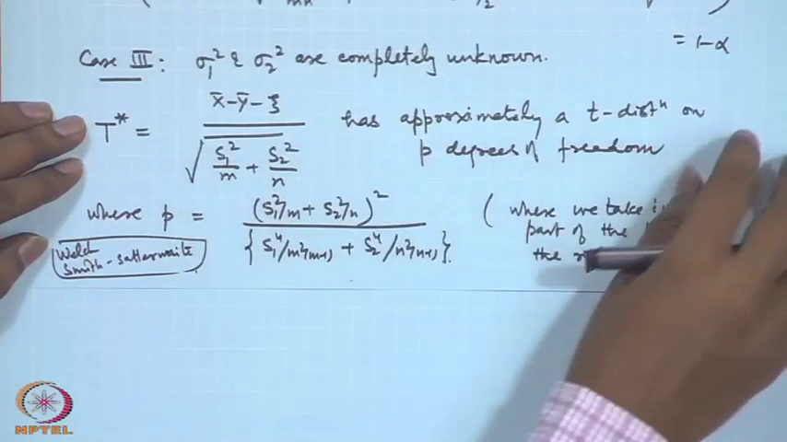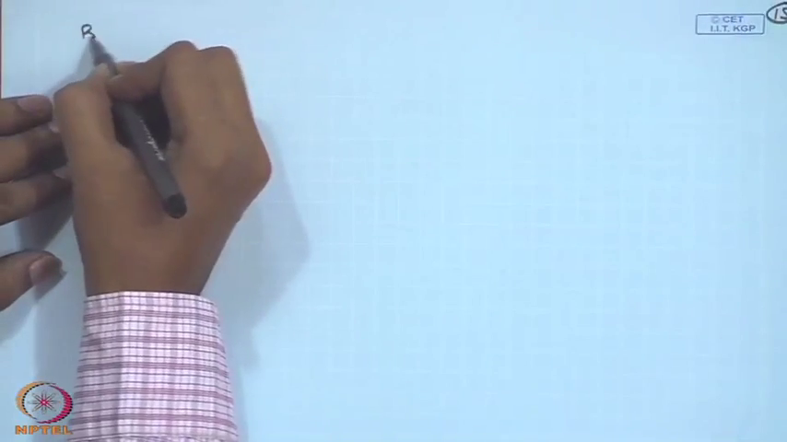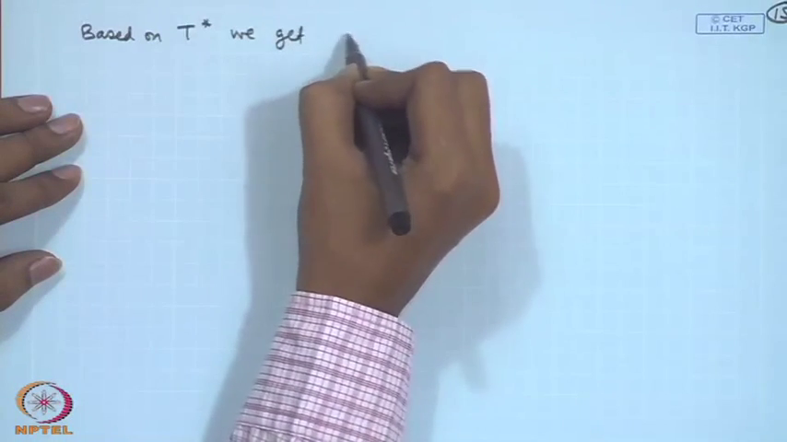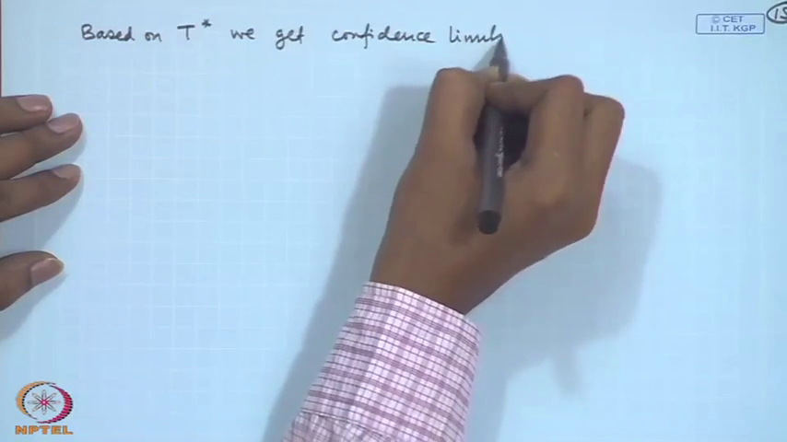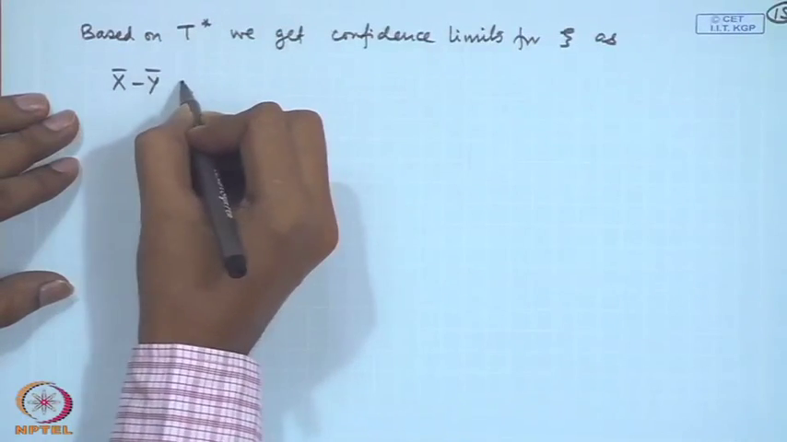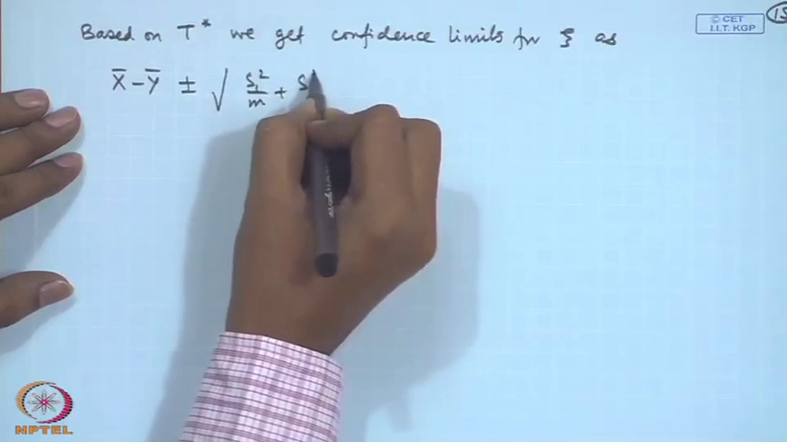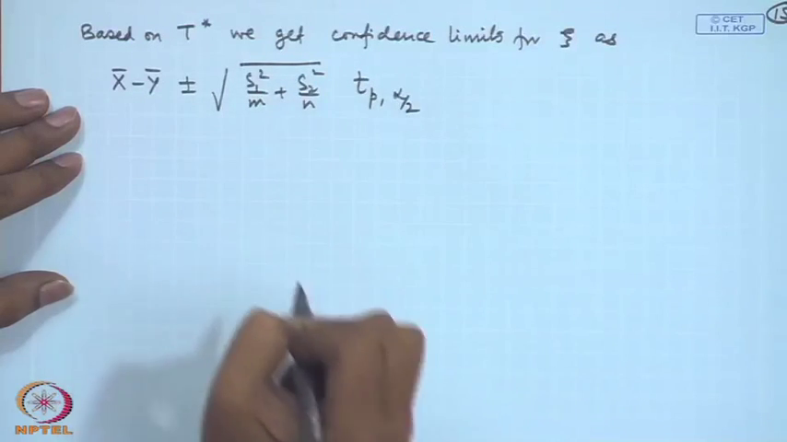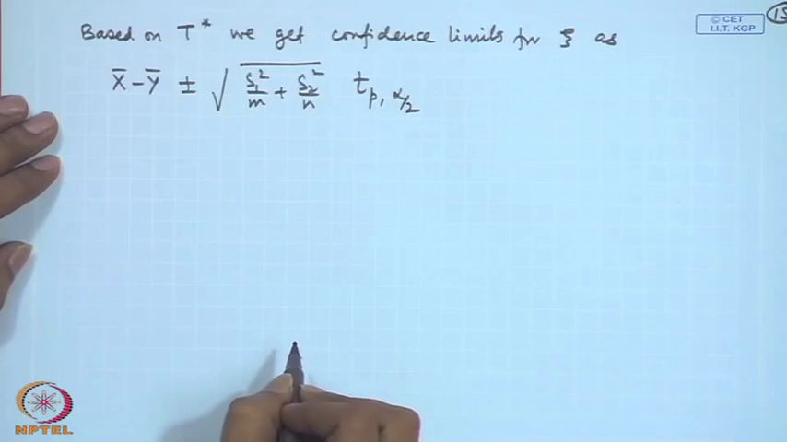So, based on this, again we can construct a confidence interval. Based on t star, we get confidence limits for xi as x bar minus y bar plus or minus square root of s 1 square by m plus s 2 square by n, times t p, alpha by 2.